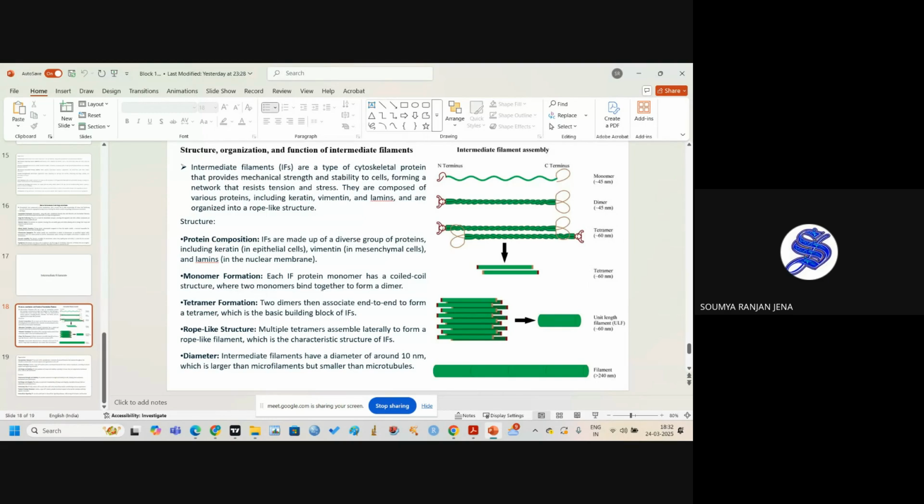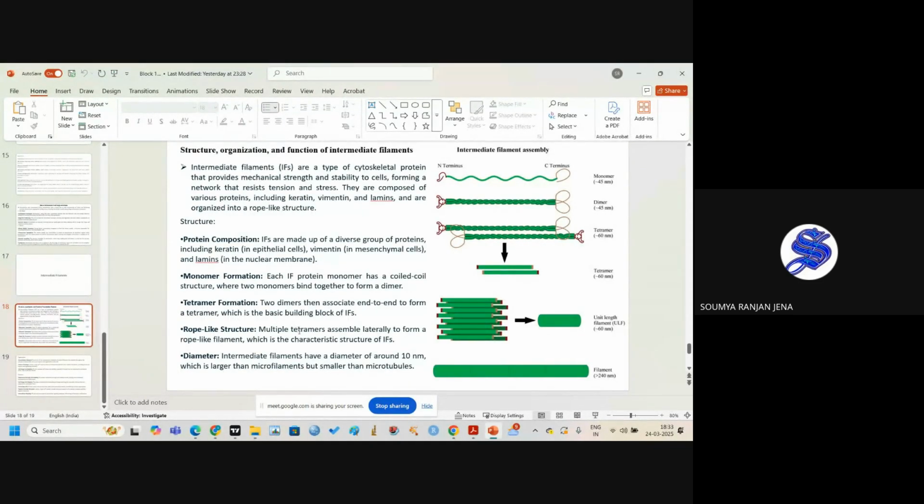When two monomers bind to form a dimer, this is the dimeric structure. One monomer and another monomer both form a rope-like structure, and this rope-like structure gives tensile strength to the intermediate filaments. These two dimers then associate end to end to form a tetramer, which is the basic building block of the intermediate filament.